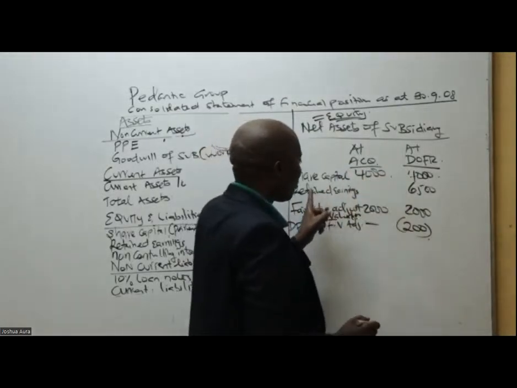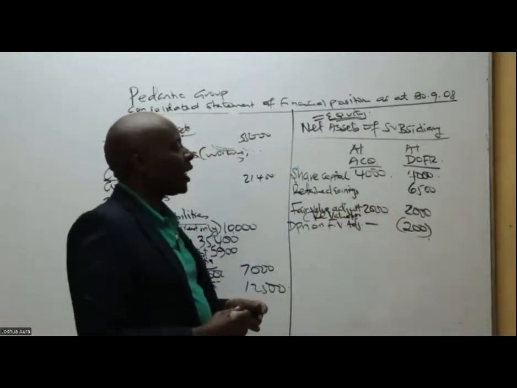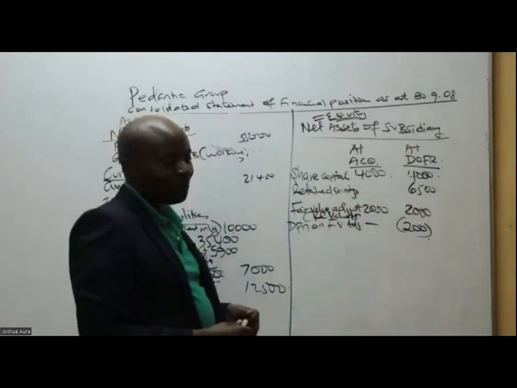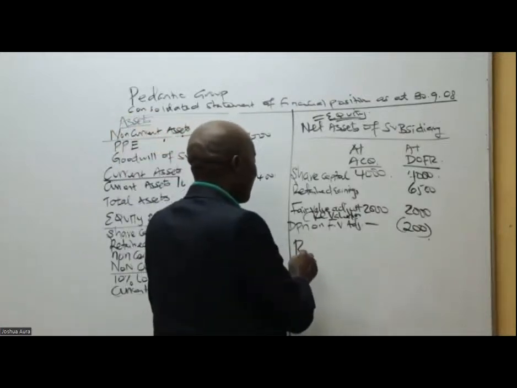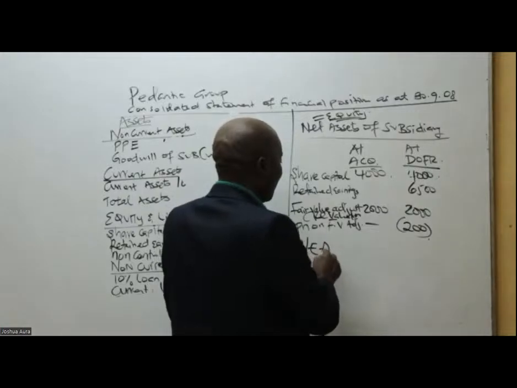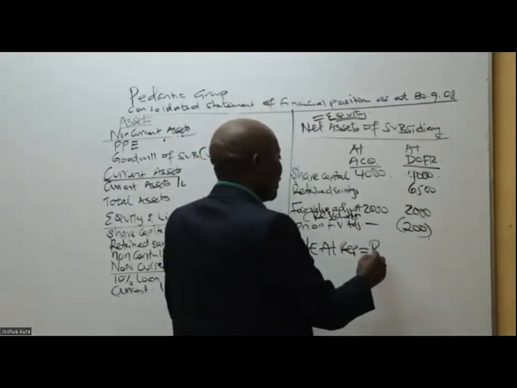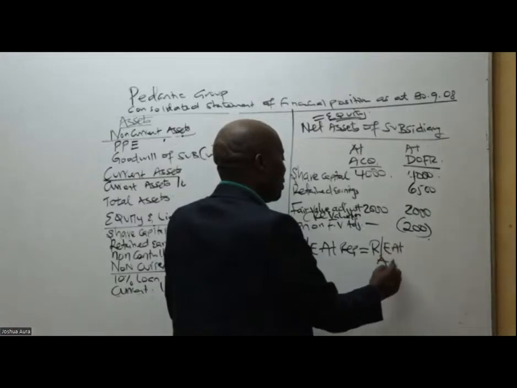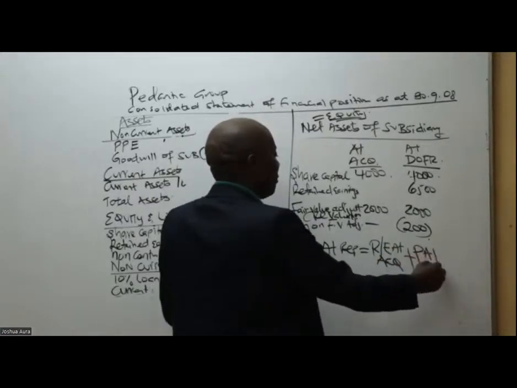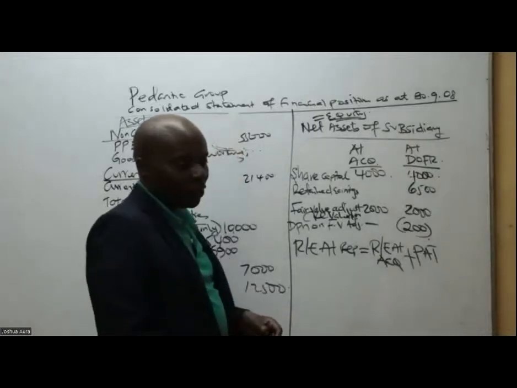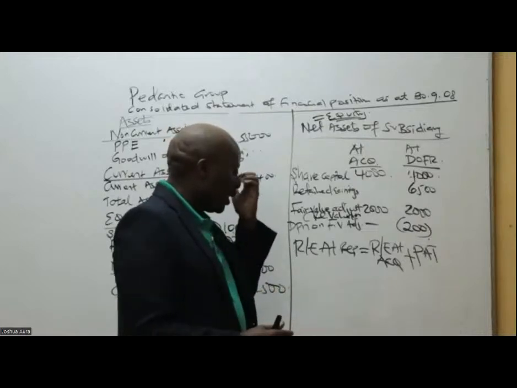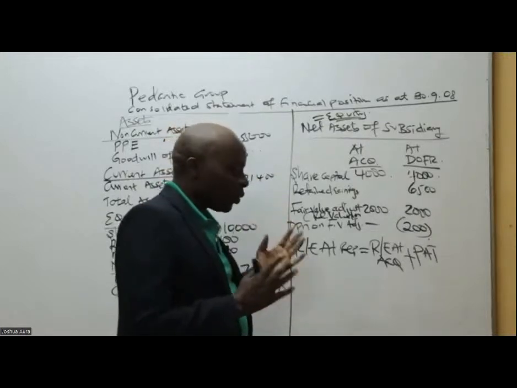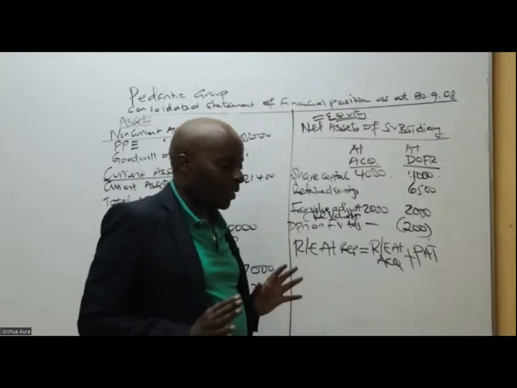So the thing I must compute is retained earnings. How much were retained earnings at acquisition? Remember, to get retained earnings at reporting, assuming there were no dividends paid and you retained everything, we take retained earnings at acquisition plus the accrued profit.